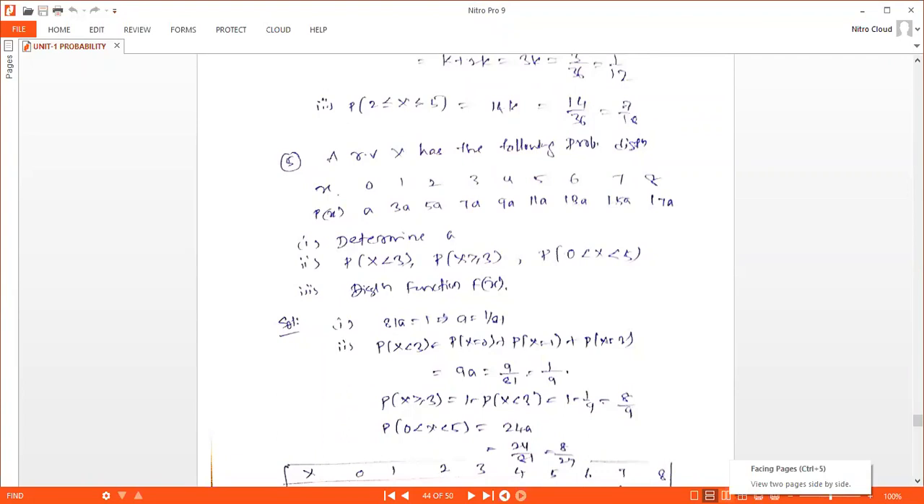Next problem. A random variable capital X has the following probability distribution with X values and P of X values. X values 0 to 8 and the corresponding probability values are given. We need to determine A, and the probability of X less than 3, and the probability of X greater than or equal to 3, and probability of X which lies between 0 and 5, and we need to write that distribution function capital F of X.